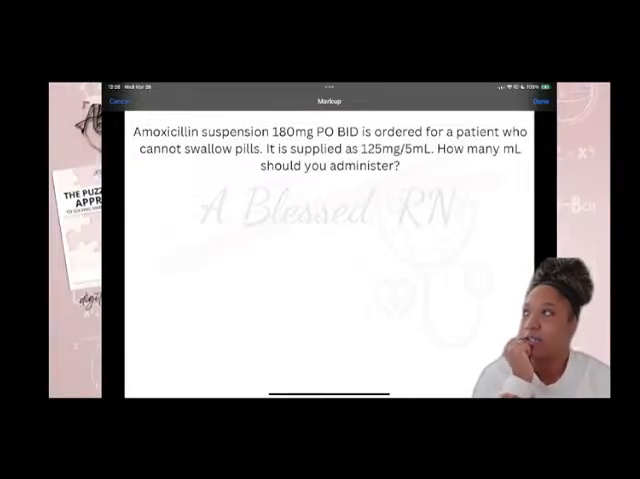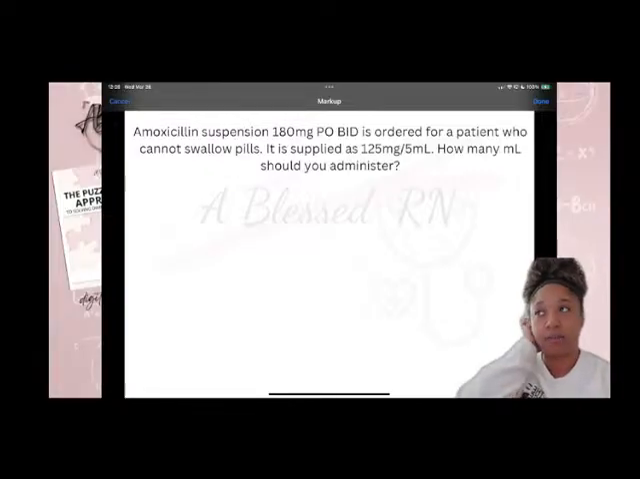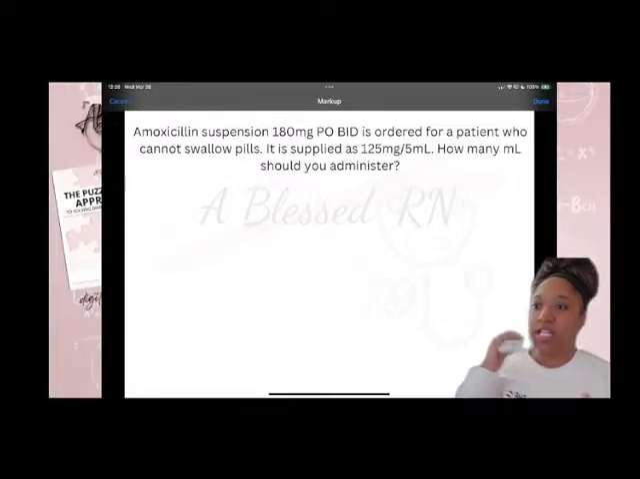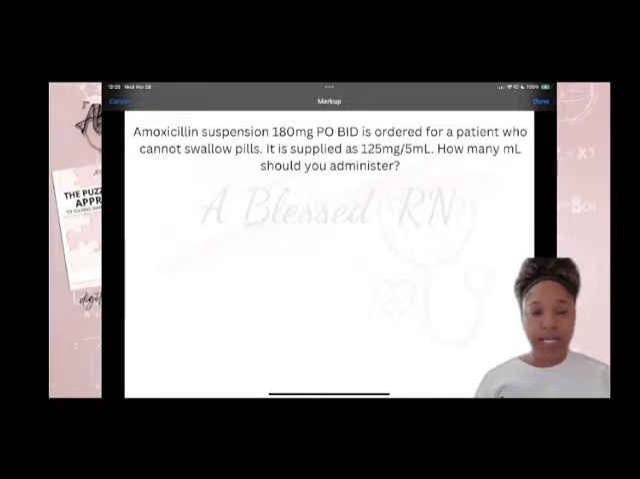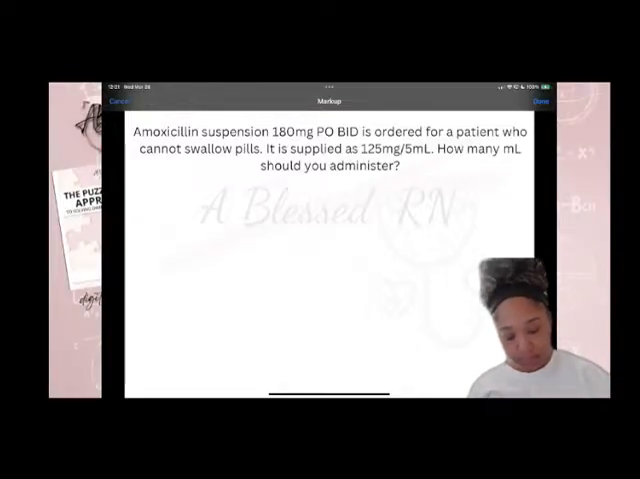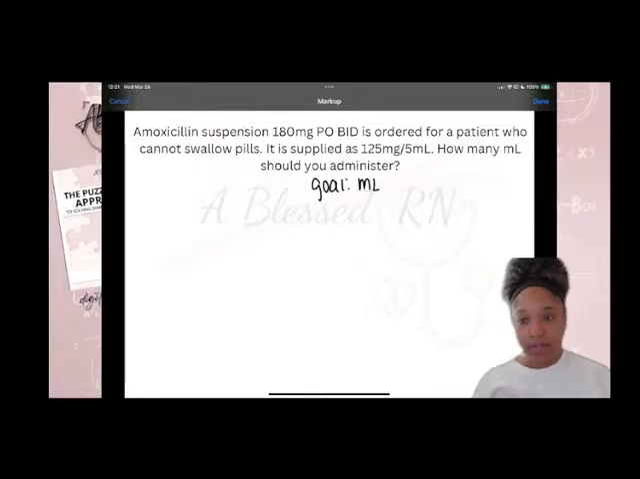All right, so 180 mg by mouth twice a day is ordered for a patient who can't swallow pills. It's supplied as 125 mg per 5 milliliters. How many milliliters should you administer? Okay, so what is this question asking for me to give it? Milliliters, right? Okay, so that's the goal.